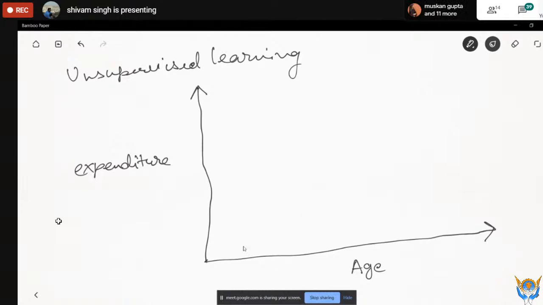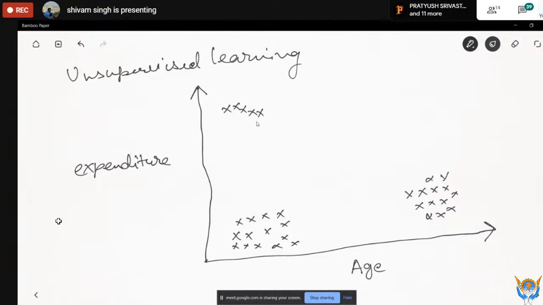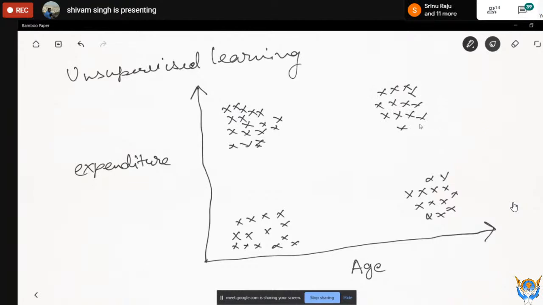So suppose there are some people whose age is less, and their expenditure is also less. Okay. Then there are some people whose age is greater, but their expenditure is less. Okay. Now there are some people whose expenditure is high, but their age is less. Then there are some other kind of people whose age is high and expenditure is also high. Okay, so now अब आपको क्या करना है, बेसिकली ये जो आपके डेटा पॉइंट्स हैं इनको आप खुद लेबल करोगे. ठीक है, इनके कोई लेबल दिए नहीं हुए, इनको आप बेसिकली खुद लेबल करोगे.